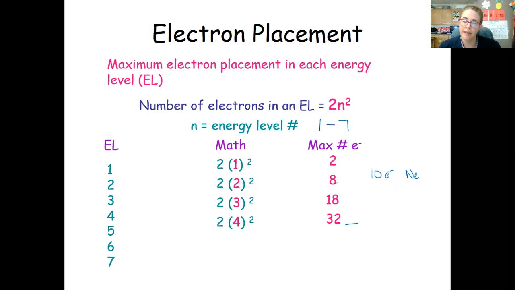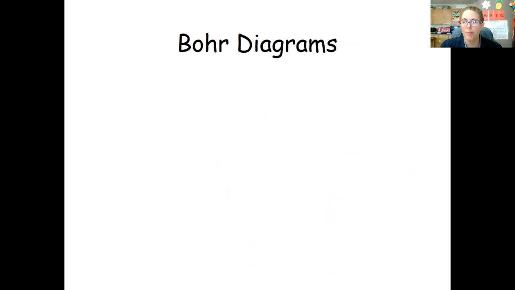And what does n mean? n means the number of the energy level, 1 through 7. Energy level 5 can hold 50, and energy level 6 can hold 72 electrons. Those are the maximum numbers of electrons that can be held in any energy level. So now we're going on to page number 60. All right, I forgot number 7, which is 98.